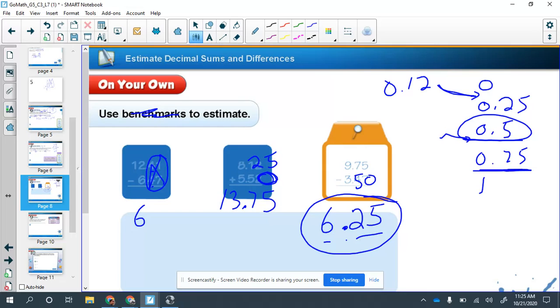All right, that's lesson 3.7. We're going to round or use benchmarks to estimate throughout this lesson. Rounding should be pretty straightforward and easy. Benchmarks, again, remember these are them: 0, 25/100, 5/10, 75/100, and 1. Give the problems in your book a try and let me know if you have any questions.